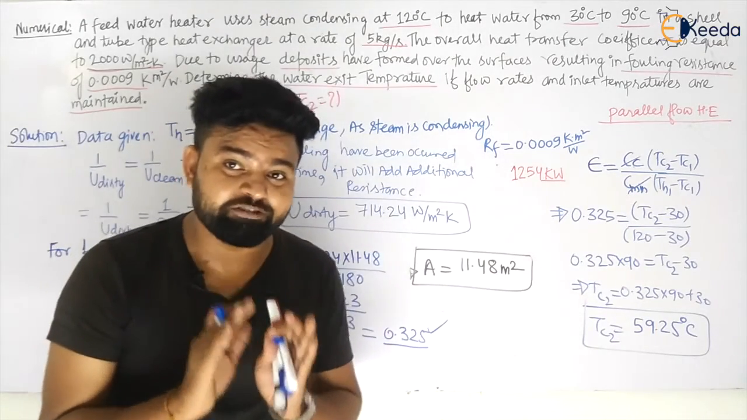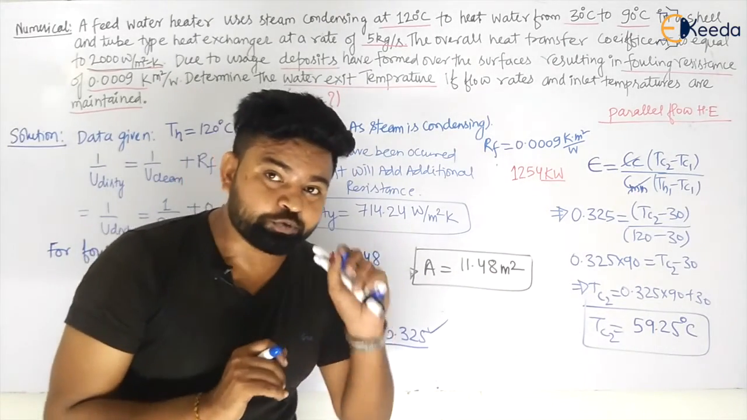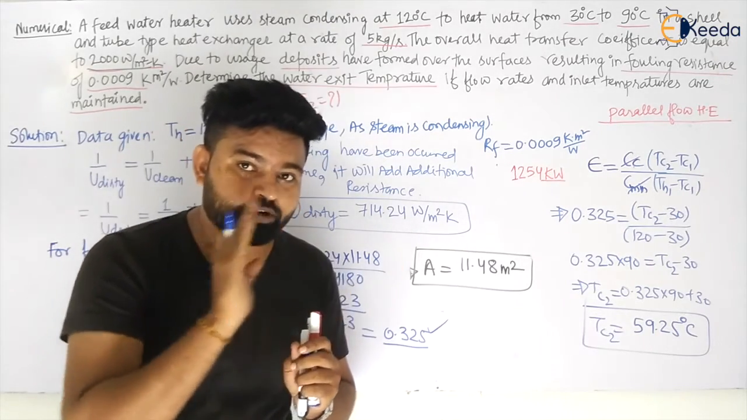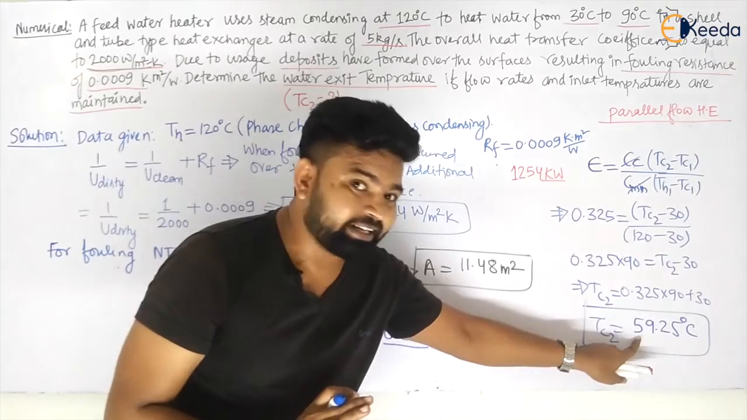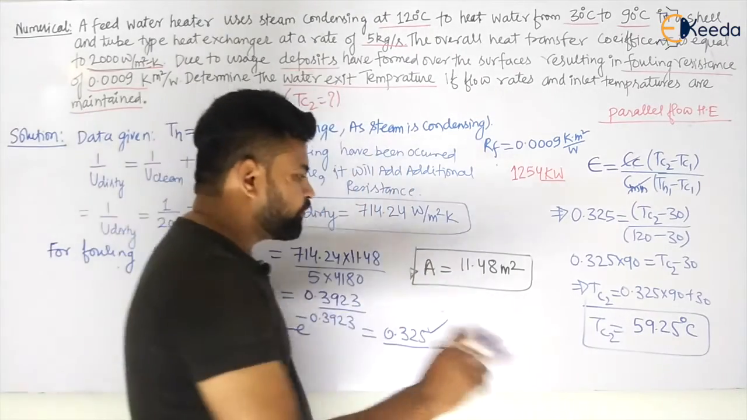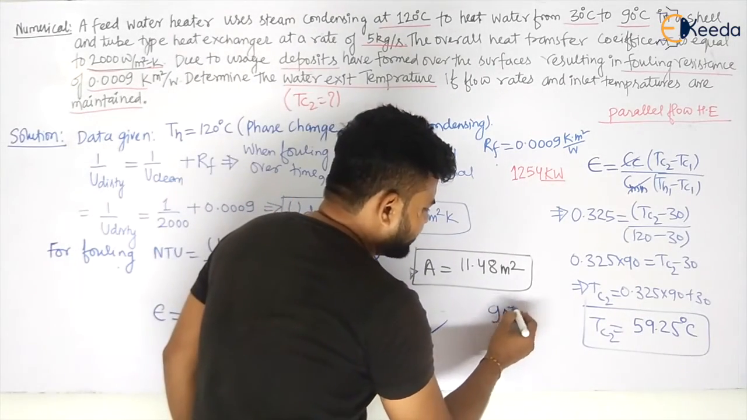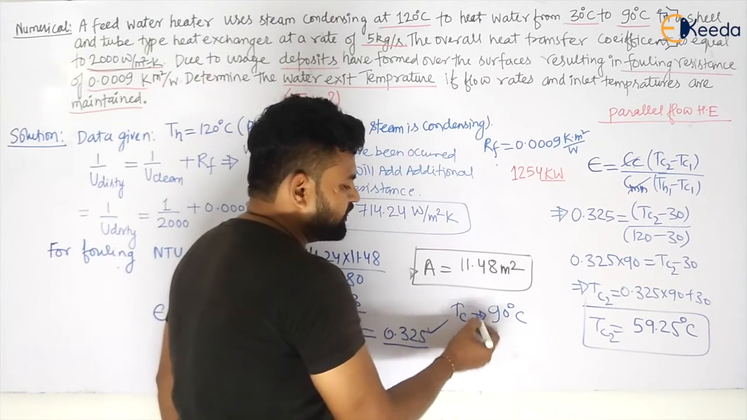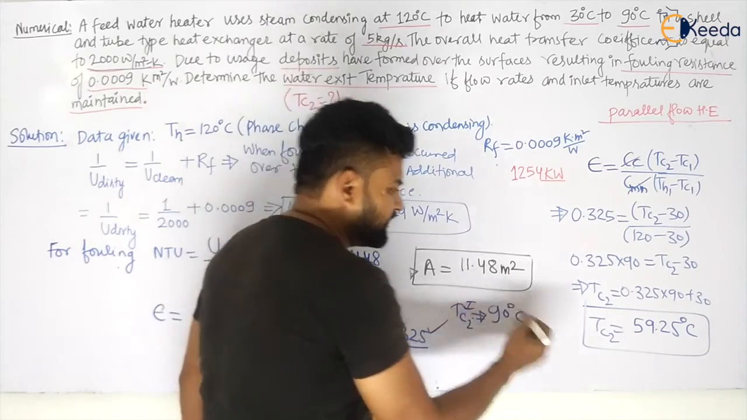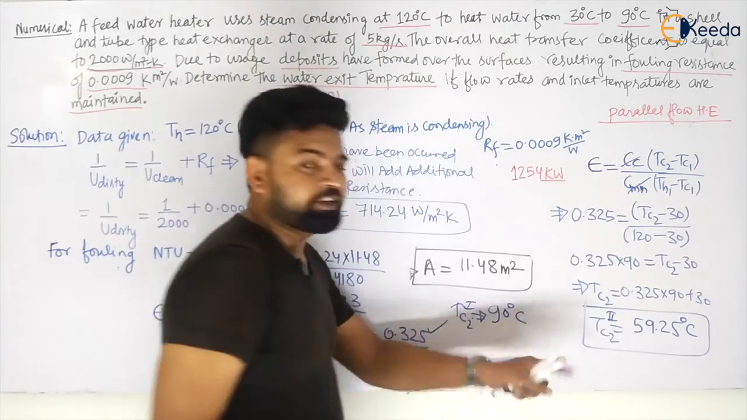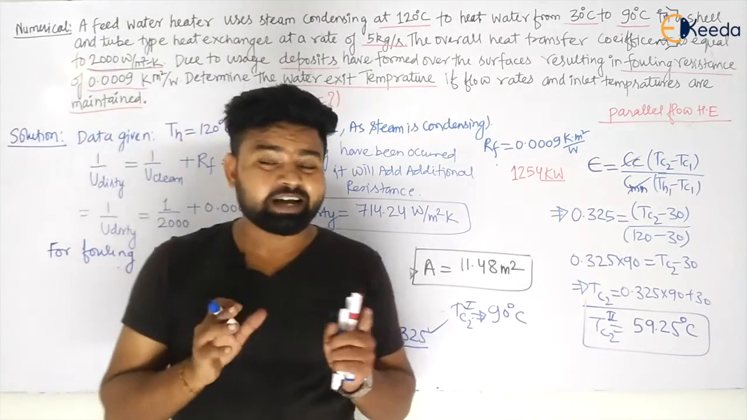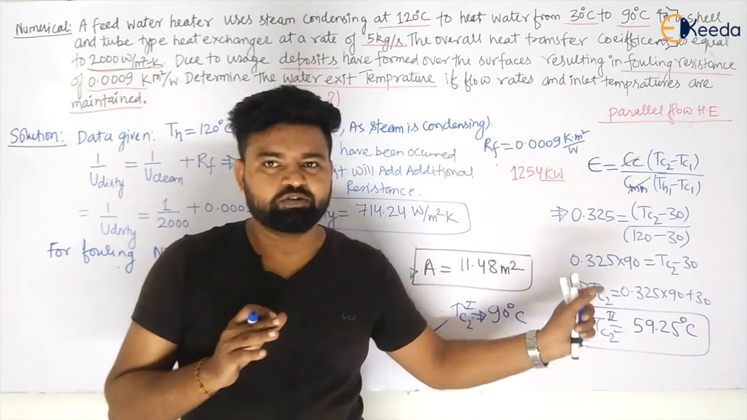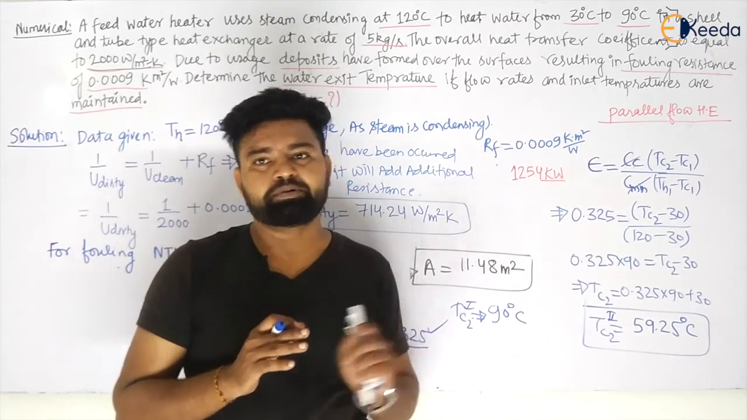Now you can feel that due to fouling there is less heat transfer from the hot fluid to the cold fluid, and the temperature has decreased from 90 degrees Celsius. Your outlet temperature of water TC2 in the first case has decreased in the second case to 59.25. So there is approximately half reduction, or we can say 40% reduction in the temperature.